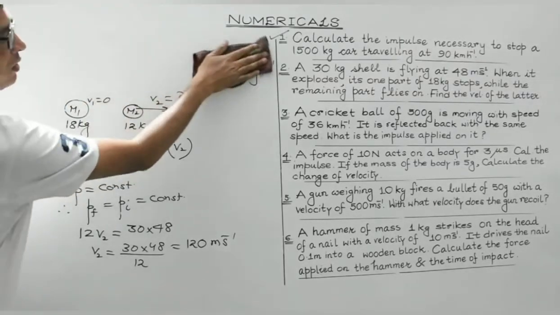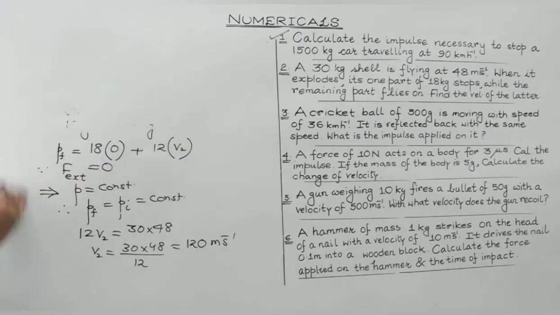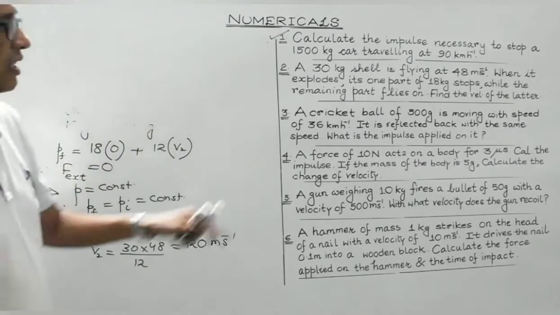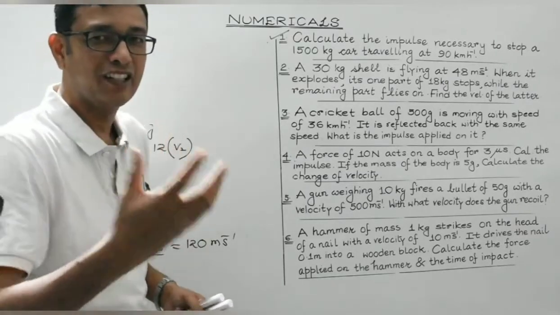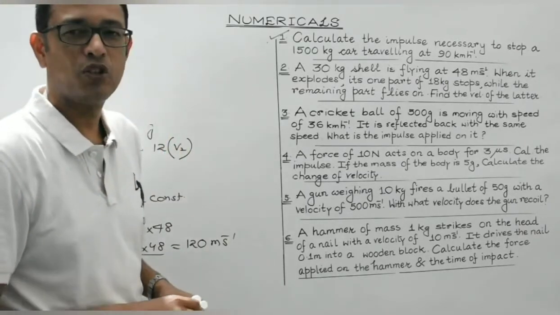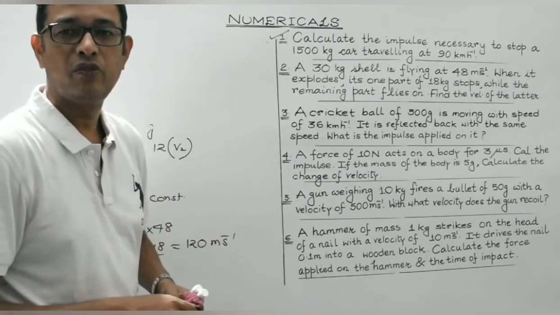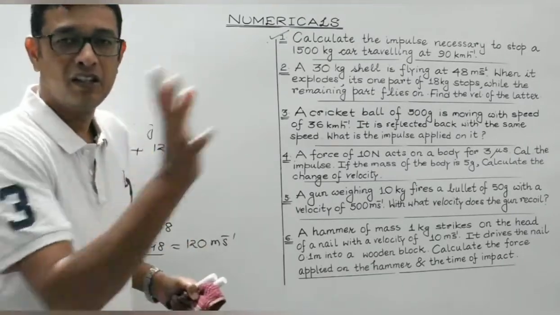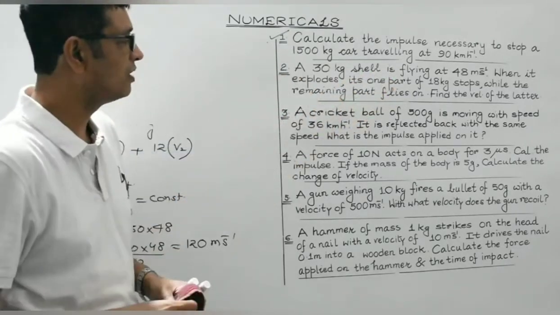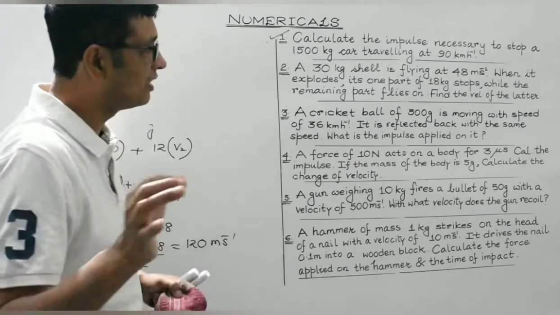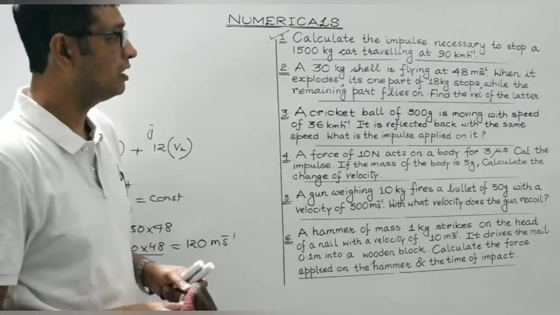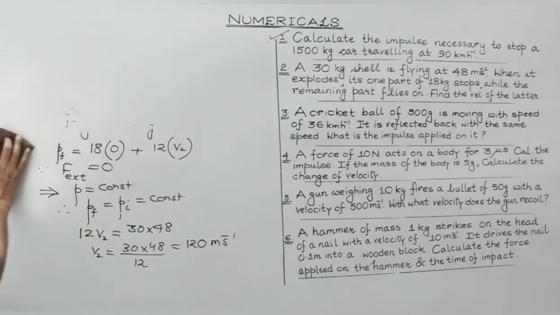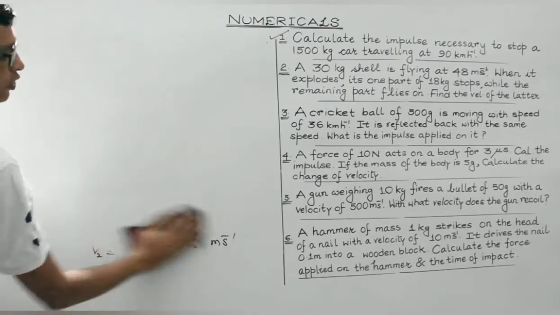A cricket ball, students, let's consider the third question now. A cricket ball of mass 500 gram, the mass is given to be slightly larger. Actually, the mass of a cricket ball is about only 150 grams, right? Anyway, we'll proceed with the question. A cricket ball of 500 gram is moving with speed of 36 km per hour. It is reflected back with the same speed. What is the impulse applied on it?